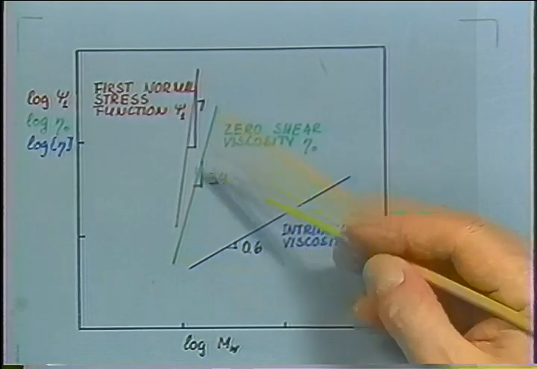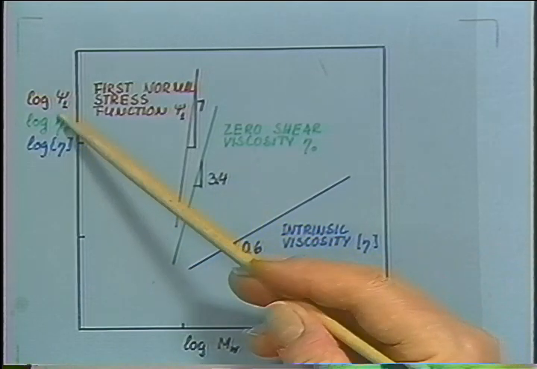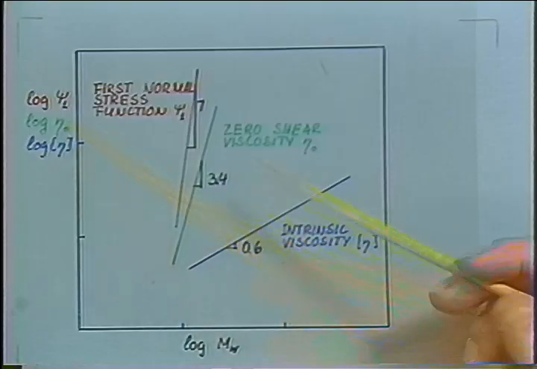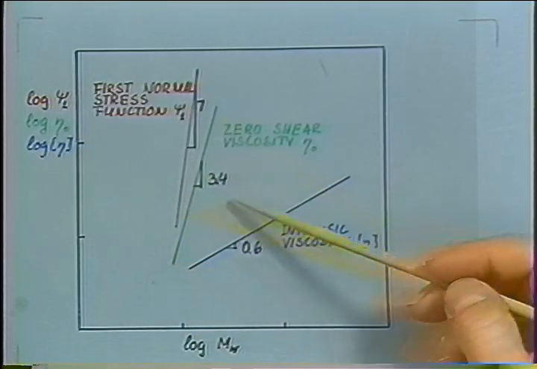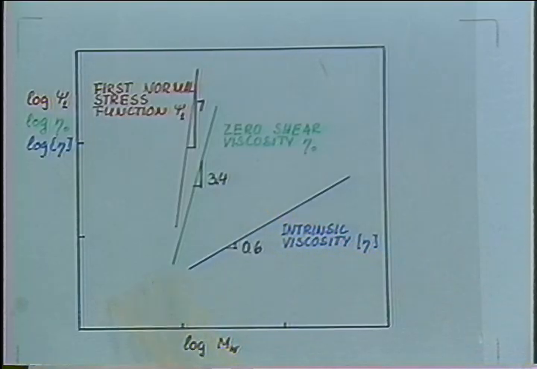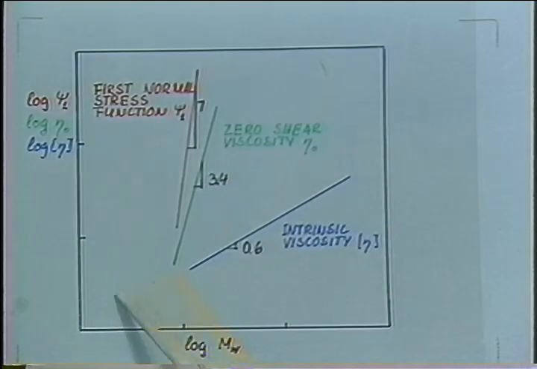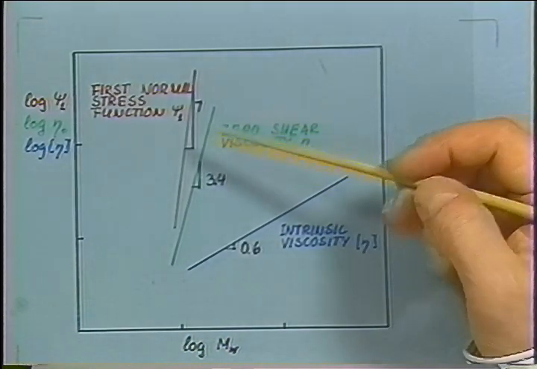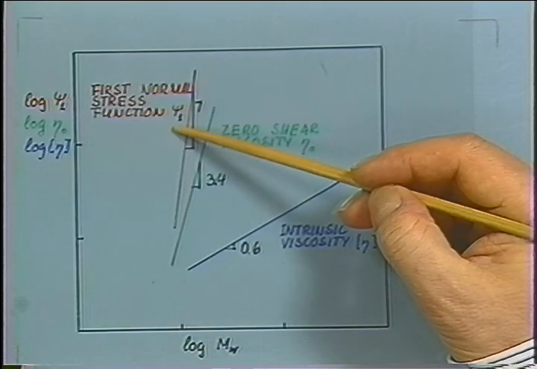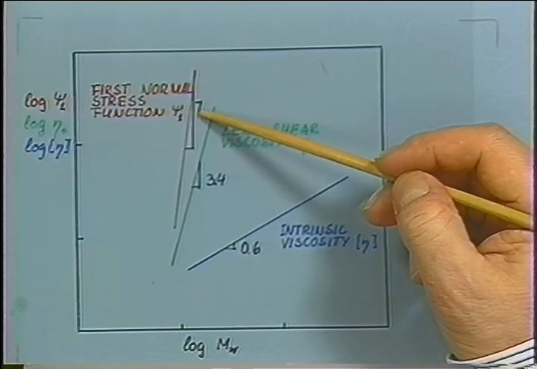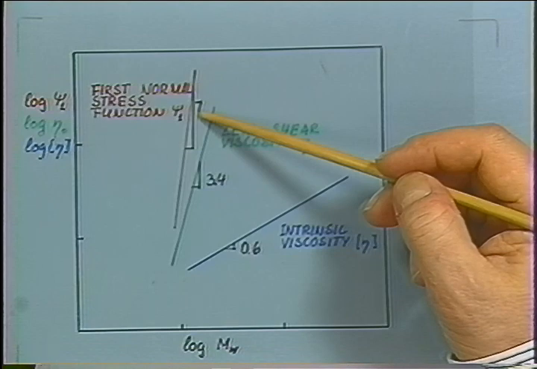The shear viscosity, in this case, I plotted the behavior at very low rates. This zero shear viscosity is a function of molecular weight and goes with a 3.4 power at high molecular weights, or it goes with the first power here at very low molecular weights. And the first normal stress difference has a coefficient which goes with the 7th power of molecular weight. That's a very strong dependence of molecular weight.